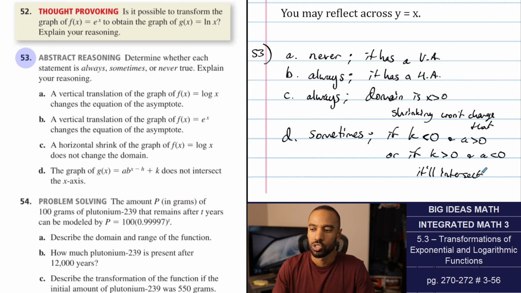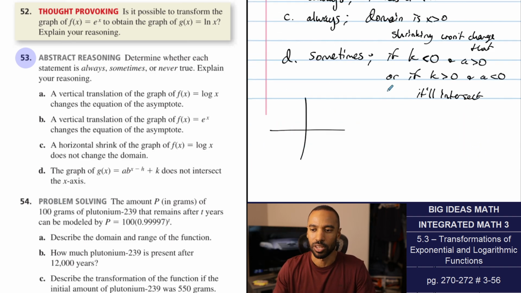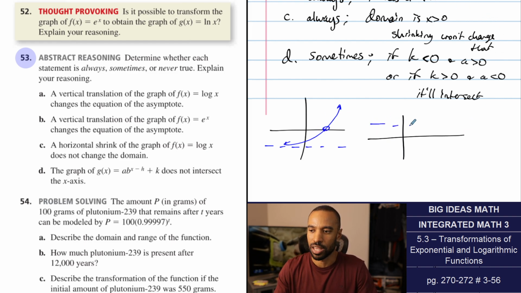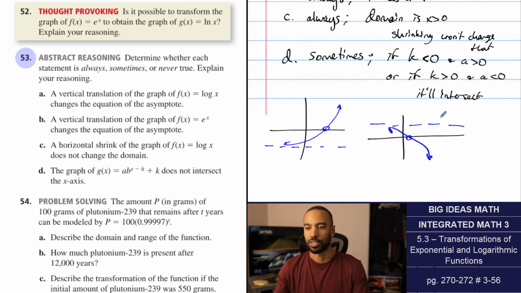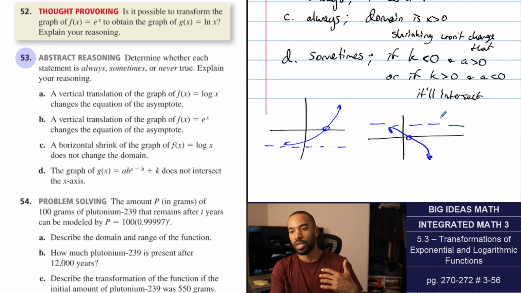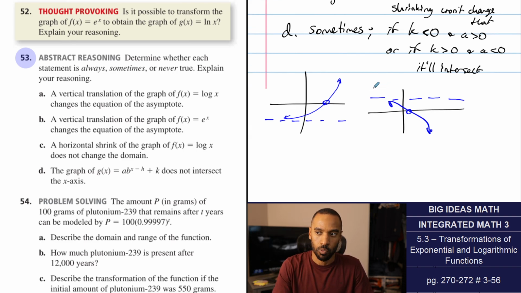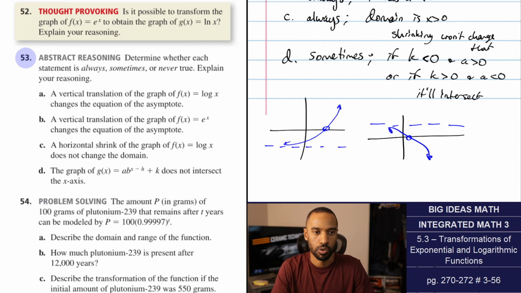Otherwise, it won't. So in the case where k is less than 0 and a is greater than 0, you're looking at the horizontal asymptote below here, and then a positive will go up there. Then it'll cross like that. If k is greater than 0 and a is less than 0, it'll also cross again like that. If k is 0, it won't cross. If k and a are the same sign, it won't cross. So those are little things to consider.